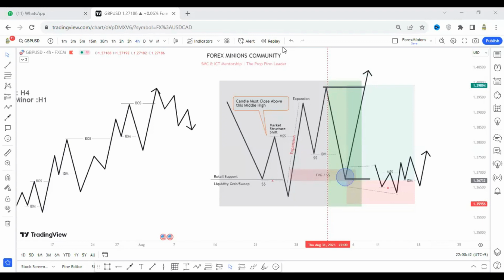No, this is not an ABCD pattern. I do not use Elliott Wave. This is a very simple strategy, only 4 to 5 rules. Count on your fingertips. Whenever you find a setup, just trade it.